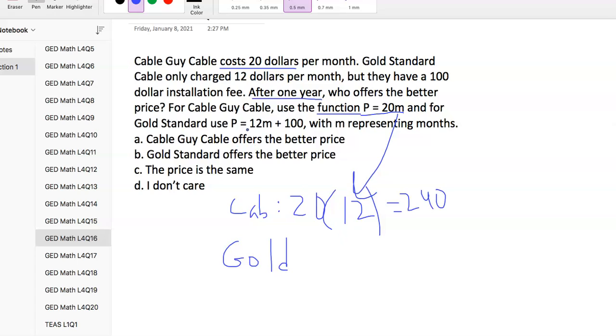And then for the other one, they said go 12M plus 100 because it's only 12 bucks a month for gold. So we just go 12 times 12 plus 100. 12 times 12 is 144 plus 100 is 244. So gold, over the course of the year, costs $4 more than Cable Guy. Our choices are: Cable Guy offers the better price, which is true. Gold offers a better price, no. Same, no. I don't care, probably is a yes in reality, but of course on the test it's not the right answer. So Cable Guy offers the better price is what we want for question 16.